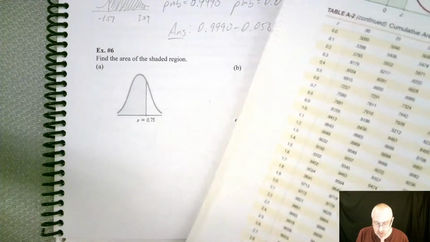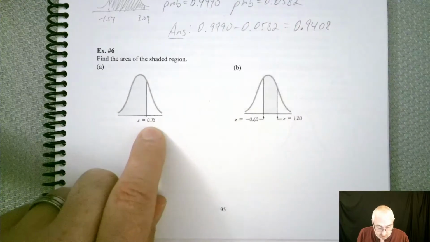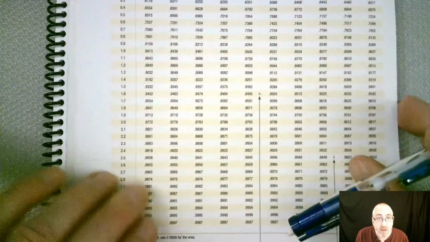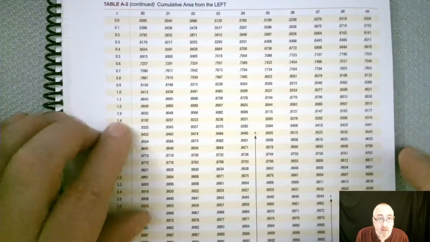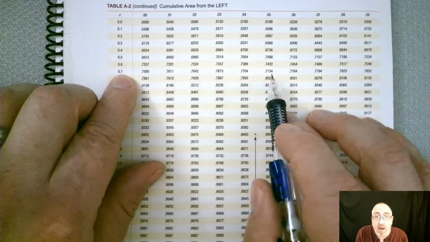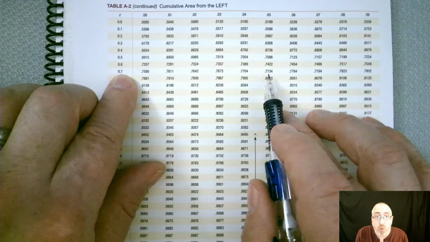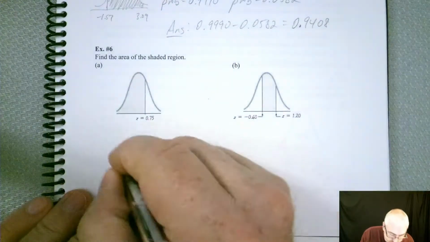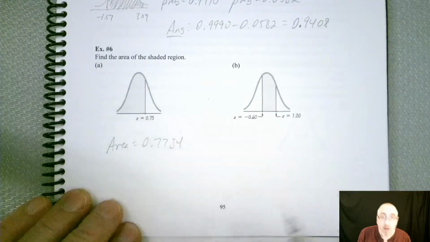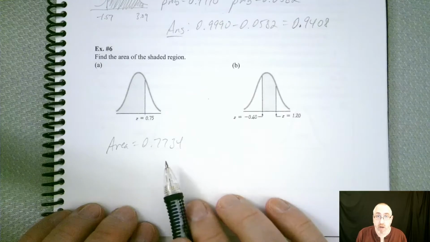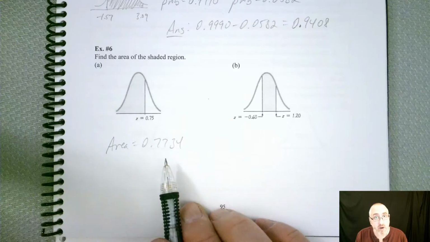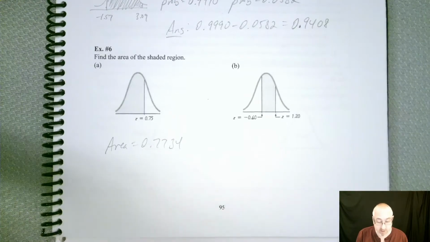First thing we notice is that z is equal to a positive 0.75, so we'll get our positive z table out and look it up. Positive 0.75, 0.7734. Now remember, we can just read it off from the table because this one is shaded to the left and the table shows us area shaded to the left. So that one is done.